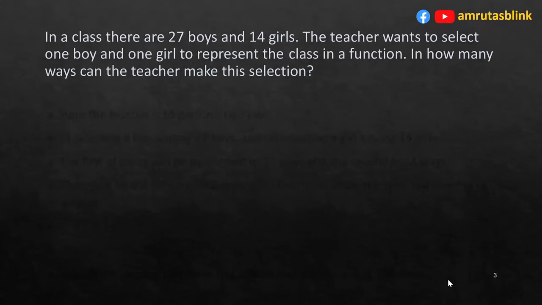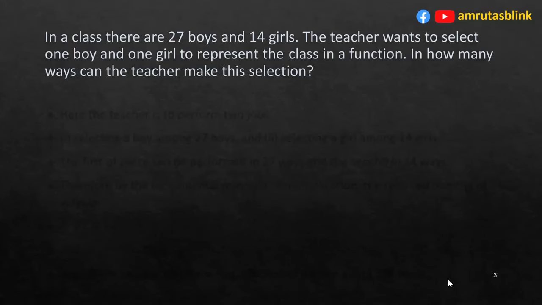In a class there are 27 boys and 14 girls. The teacher wants to select one boy and one girl to represent the class in a function. In how many ways can the teacher make this selection? Now this is a very basic variety of problems which are based on selection.